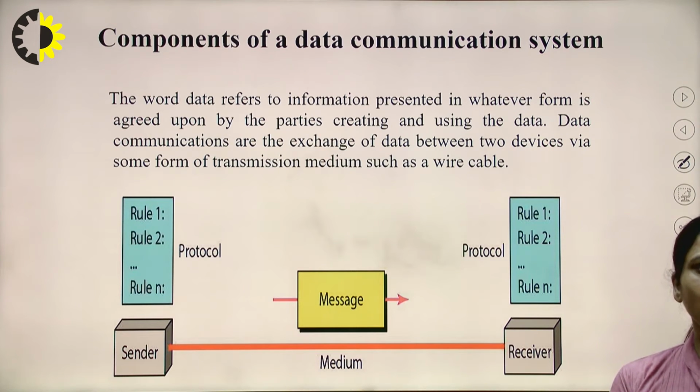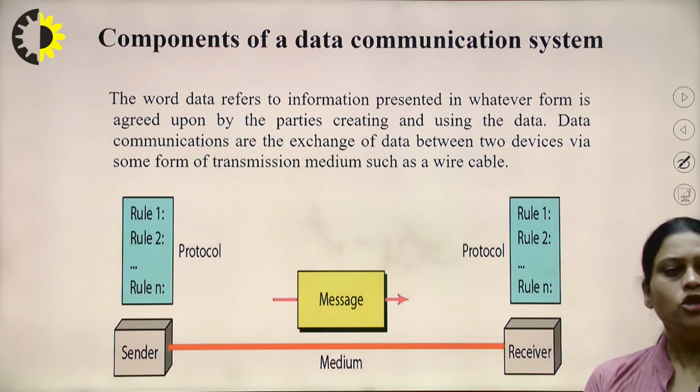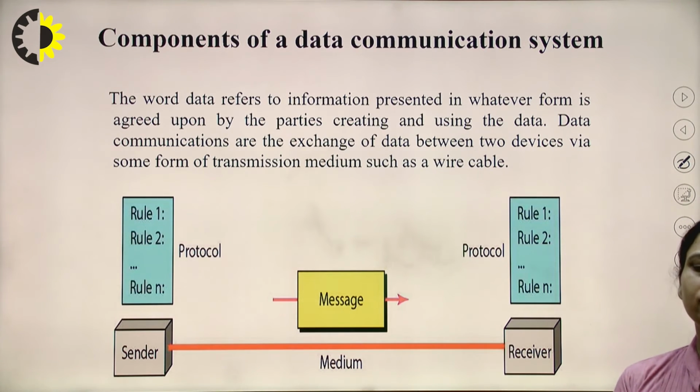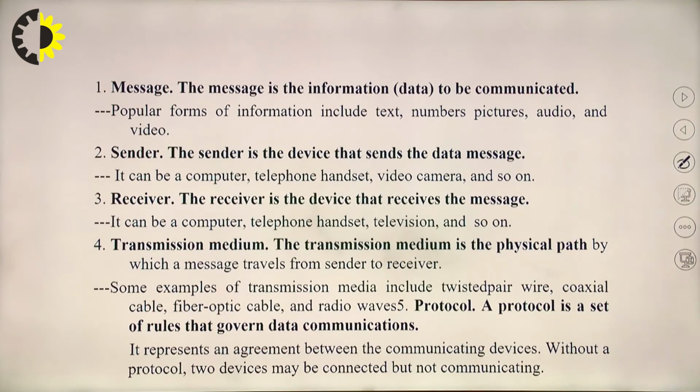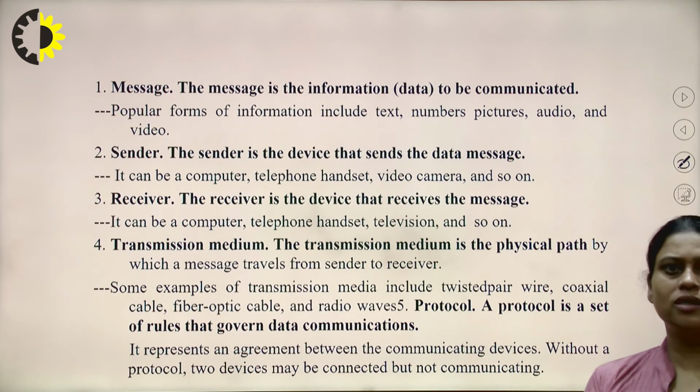It is agreed upon by the parties creating and using the data. And data communication is the exchange of data or information between 2 or more than two devices by some mode of transmission medium. It may be a wired media or a wireless media. So these are some other components of the network. One is the message. A message may be an information or data which we want to communicate. It is in the form of text, numbers, pictures, audio and video.